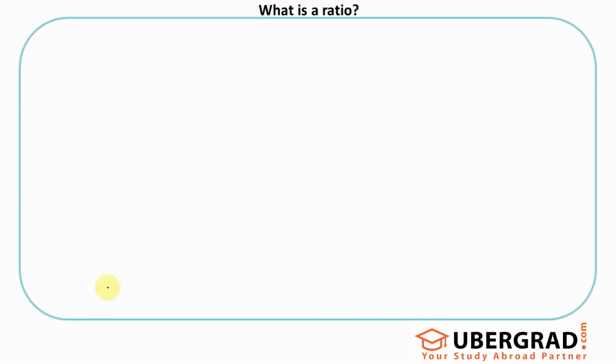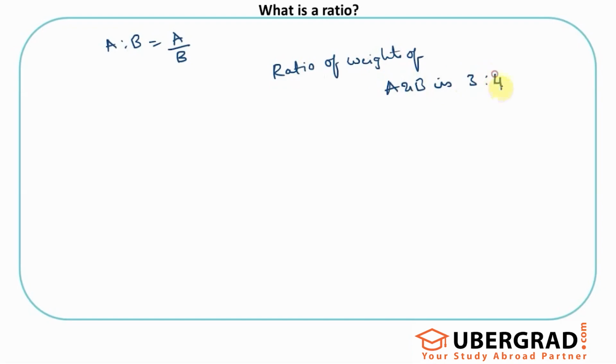First, let's understand what is a ratio. So we generally hear that A is to B, that's the ratio. So that's basically talking about A by B, right? So if I say the ratio of weights of A and B is 3:4, that technically means weight of A by weight of B would come out to be 3/4.